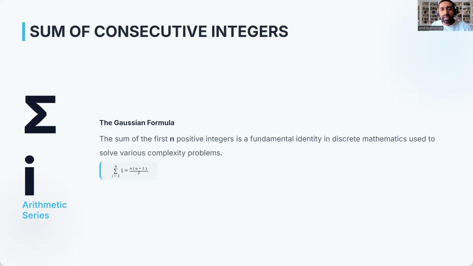Because there are exactly n/2 such pairs, we get the elegant identity n(n+1)/2. Whenever you encounter a nested loop structure where the inner loop decrements linearly, this is the exact mathematical mechanism you will use to calculate the total execution steps.